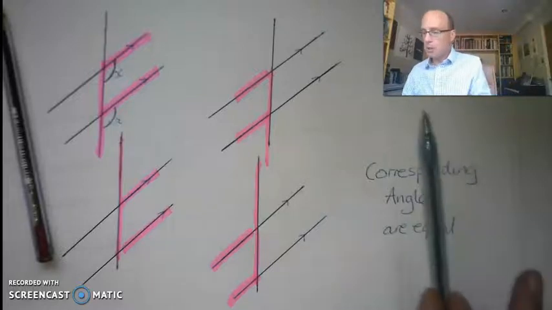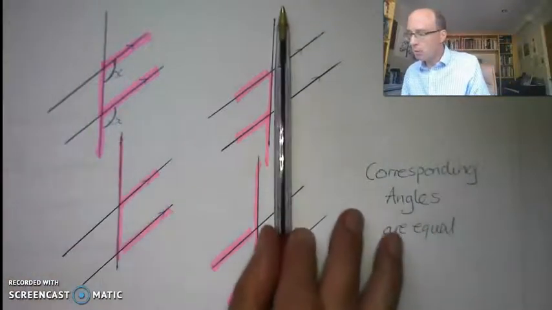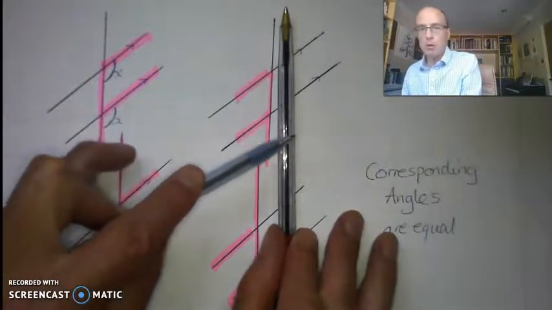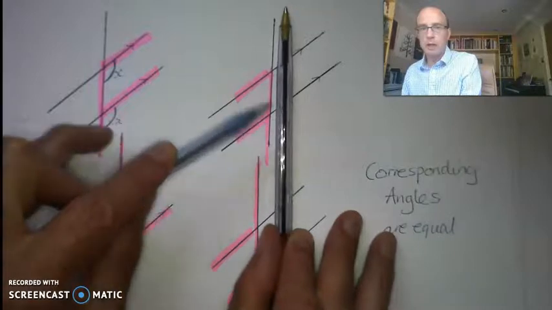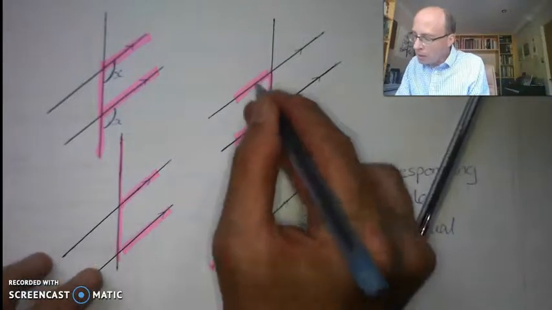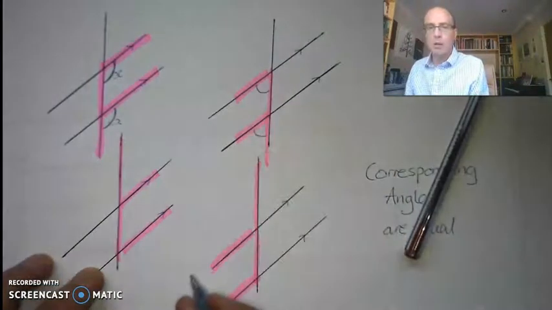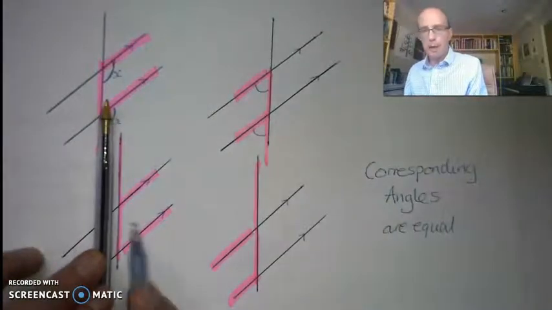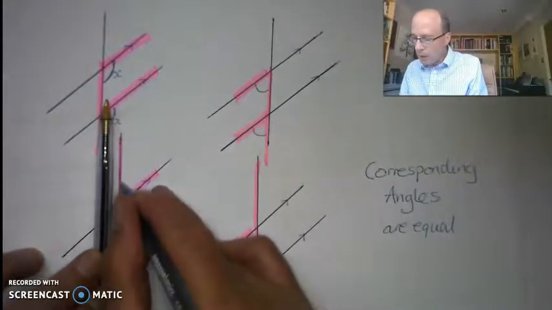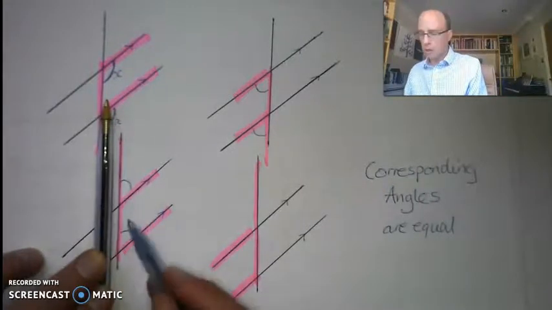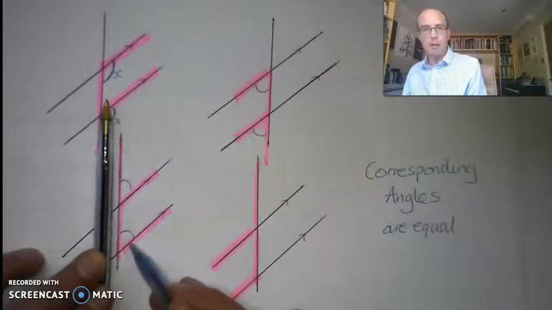But we get the same situation, so that the second one, I've got this angle and this angle, both to the left of my transversal, and they're both underneath the parallel lines. So this angle and this angle are equal. Same with the third diagram. If I put my pen in place, this angle here and this angle here correspond with each other. They're both to the right of my transversal and they're both above my parallel lines. So these two angles are also equal.